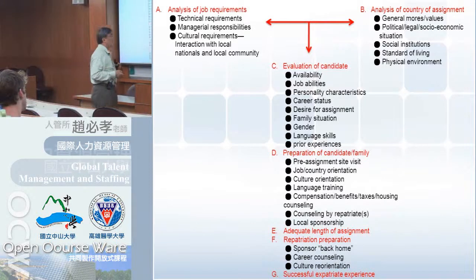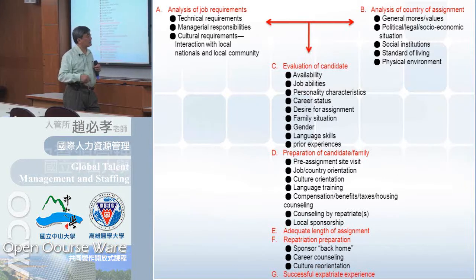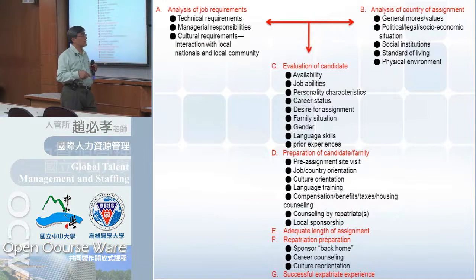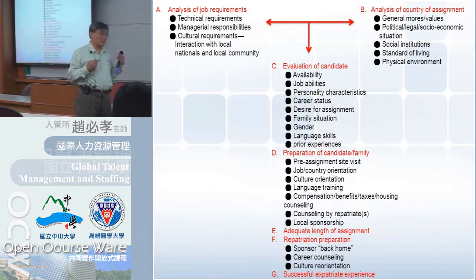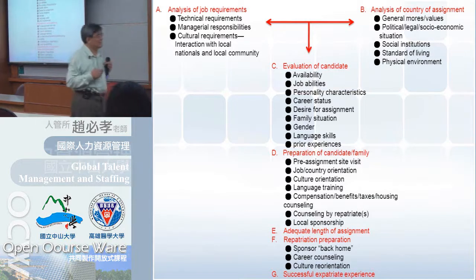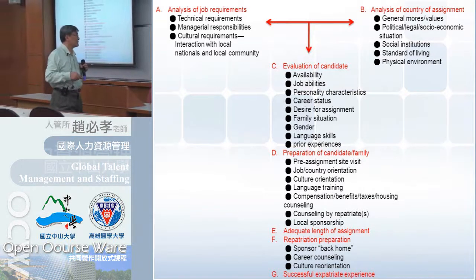Okay. And then, now, you need to evaluate the candidate, right? You need to evaluate availability, job ability, personality. Personality is very important, right? If you have a narrow mindset, okay, not good. Career status, okay, desire for assignment, family situation, whether they can cooperate with this situation, and the gender, language skill, prior experience.